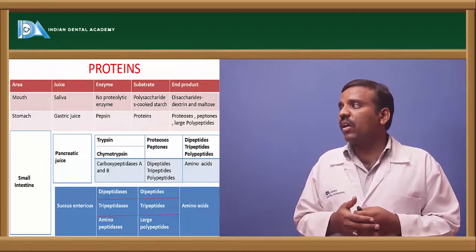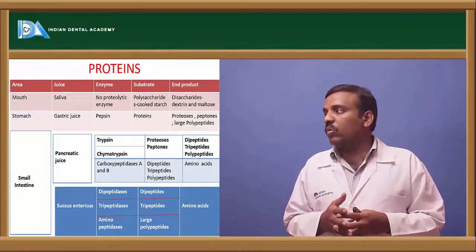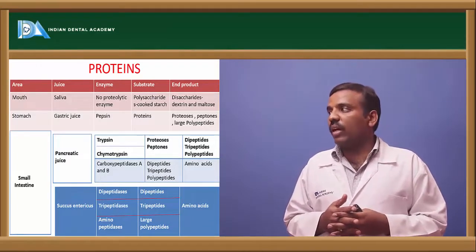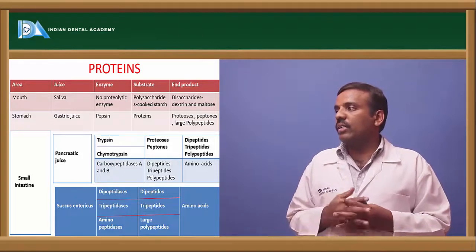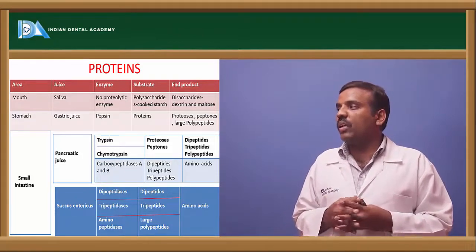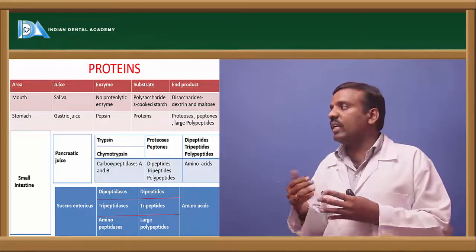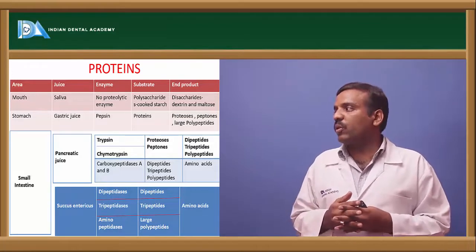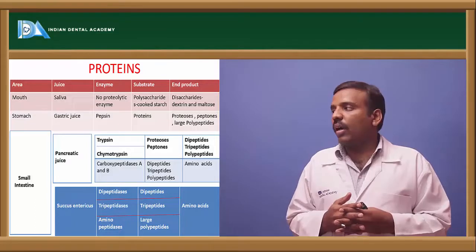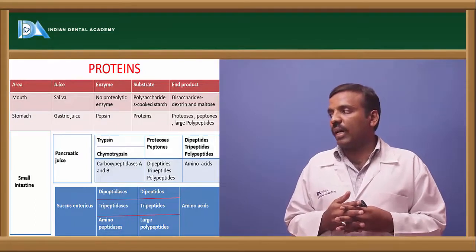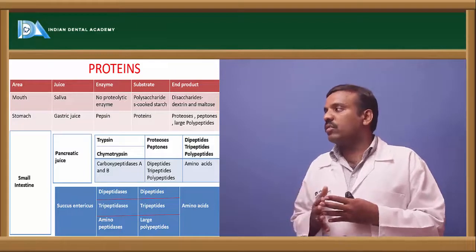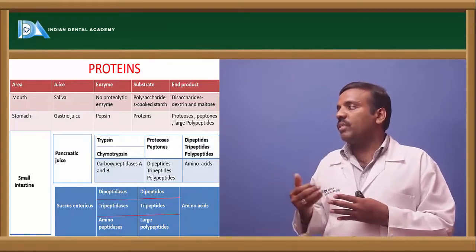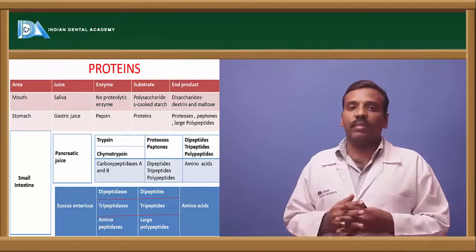And next one is the proteins. In the mouth, the juice is saliva, and there are no proteolytic enzymes. And in the stomach, gastric juice, pepsin, the proteins are converted into the proteoses and the peptones, large polypeptides. And in the small intestine, by the pancreatic juice, trypsin converts the proteoses into the dipeptides, tripeptides, and the polypeptides.